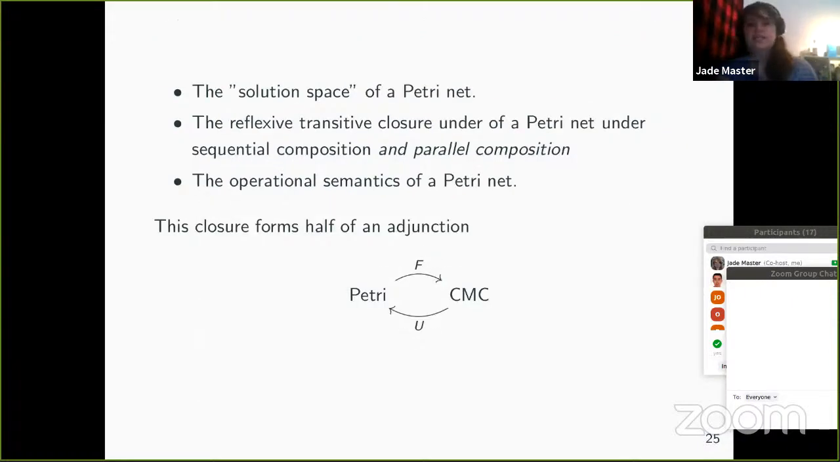And there are a lot of words that people use to describe this, which I think are nice and evocative for thinking about it in this way. You can think about it as the solution space of a Petri net, or the reflexive transitive closure of the Petri net, or the operational semantics of a Petri net. The operational semantics basically means everything that the Petri net can do. But whatever you call it, the closure forms half of an adjunction. It's the functor F from Petri to the category of commutative monoidal categories.